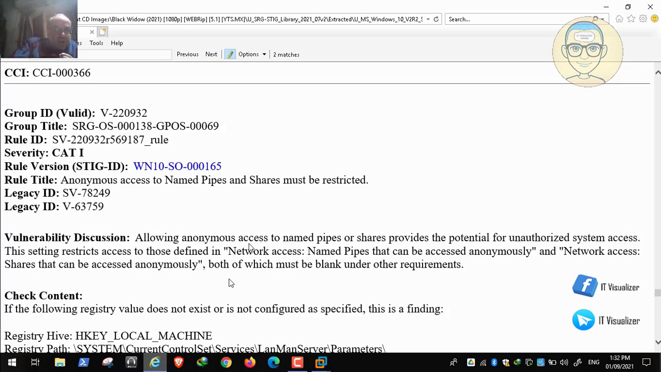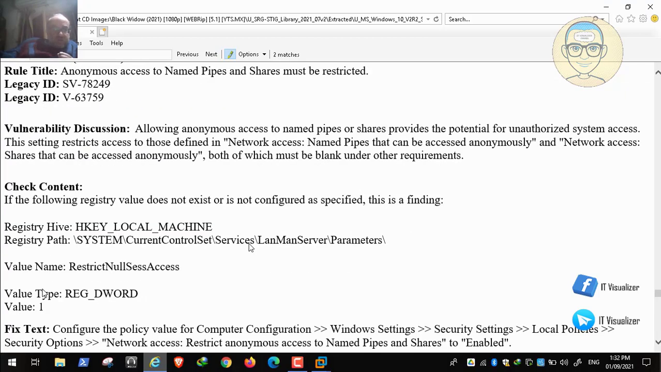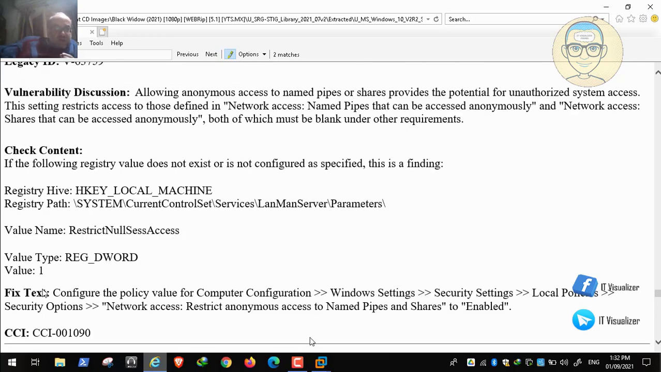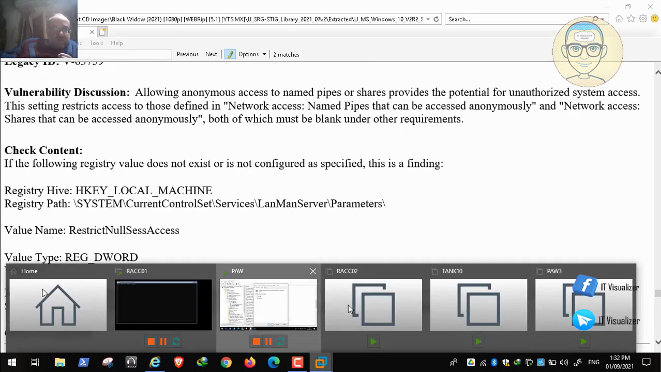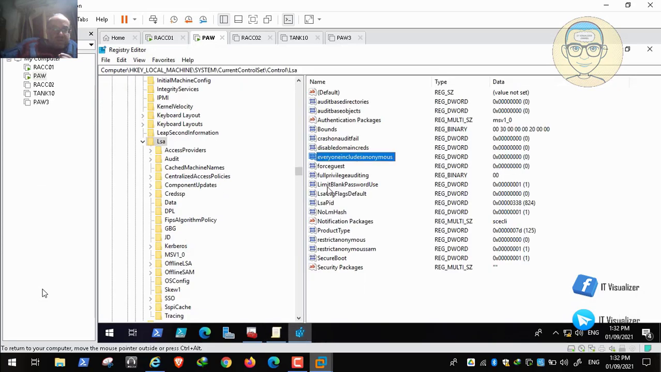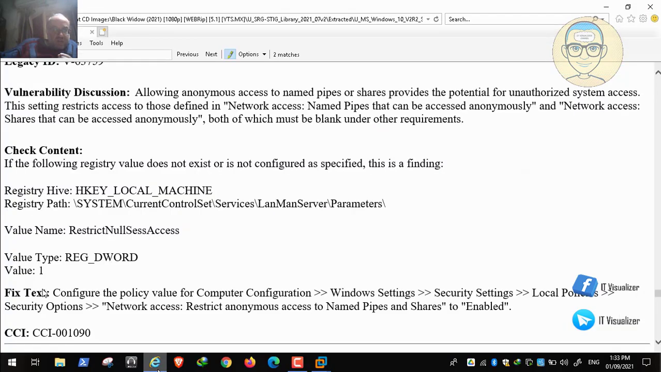So we will not put any group in these two, or define any group to access named pipes or shares in these two group policies. Okay, so let's see how we can configure this one also. We need to check and see if it is already enabled. So let's go to the registry to see if this group policy is enabled or not.